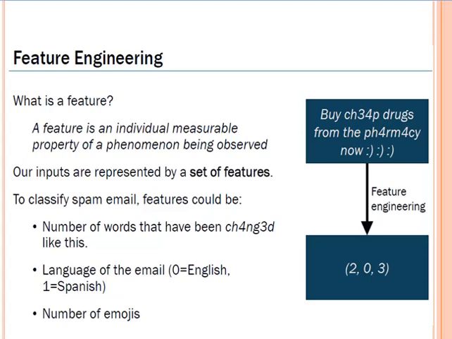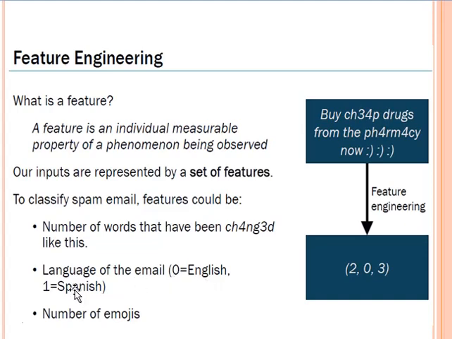So, for example, if we want to classify an email into a normal email or a spam email, then in that case, what will my features be? The number of words that have been changed like this, right? And I can also look into the language of the email, right? So for example, if I denote English with 0 and Spanish with 1, and maybe if there is some other language, I am denoting it with some other character.